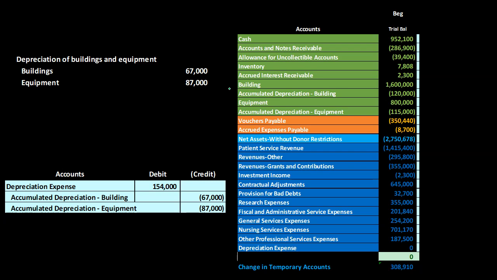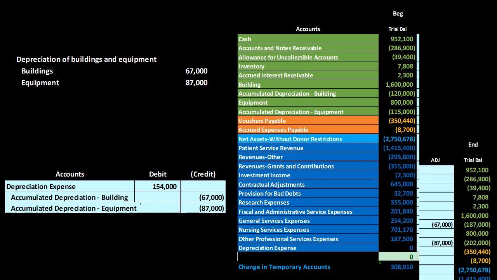If you want more information on the building expense and depreciation and equipment, then we have a course on that. You can take a look at that. We go into much more detail in that. So we're going to record then the debit to depreciation expense. That's at the 154,000 depreciation expense. And then the credit to accumulated depreciation for the building and the equipment respectively.